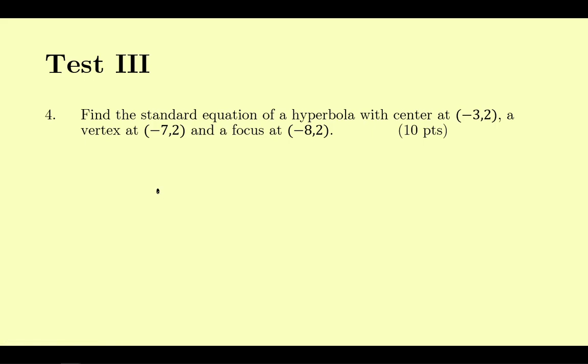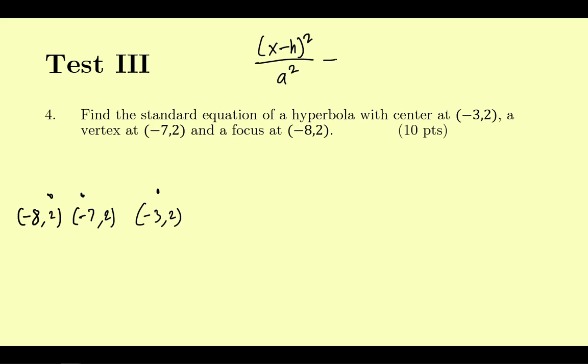Let's visualize. Vertex at negative 7, 2. And focus at negative 8, 2. That means they are aligned horizontally. That means the transverse axis is horizontal. That means we will use the formula x minus h squared all over a squared minus y minus k squared all over b squared is equal to 1. I think this is the easiest item of this entire quiz. Okay.